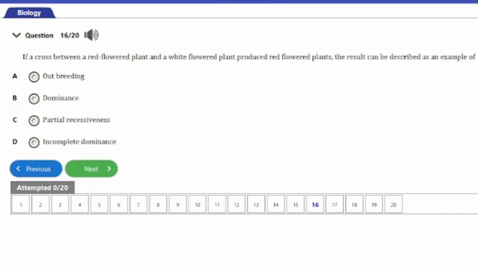Question number 16 here, it says, if a cross between a red flowered plant and a white flowered plant produces red flowered plants, the result can be described as an example of A, outbreeding, B, dominance, C, partial recessiveness, D, incomplete dominance. So guys, the answer to this question here is option B, and that's dominance. So that's it for that question. Let's go ahead and consider the next question.